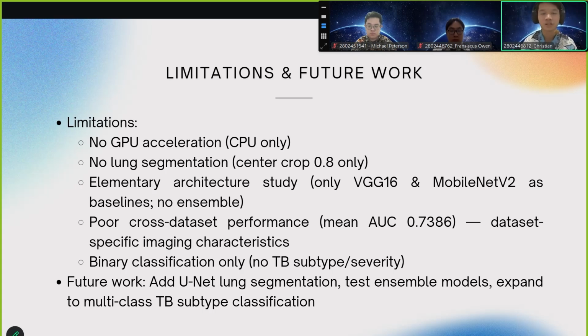We're candid about the limitations. Training was CPU only with no GPU, which constrained architecture size and hyperparameter search. We use center cropping instead of true lung segmentation. Our architecture comparison was deliberately basic, no ensembles. Cross-dataset performance was weak as we showed. And the task is binary. We don't classify TB subtypes or severity yet. Future work follows directly: adding UNet segmentation, testing ensemble models, and extending to multi-class TB classification.